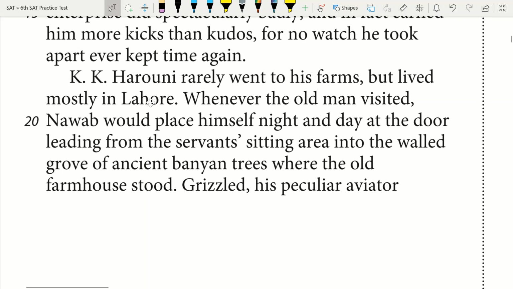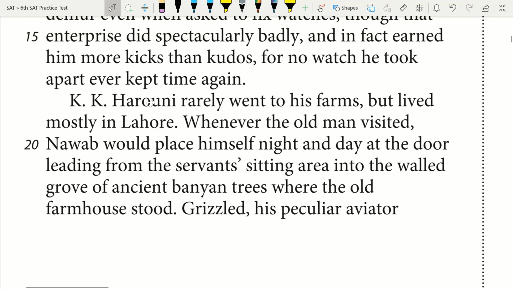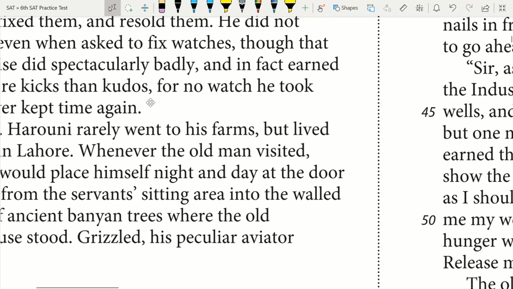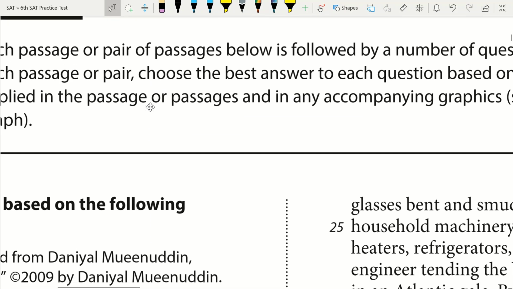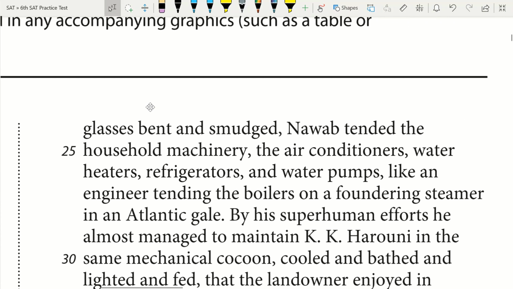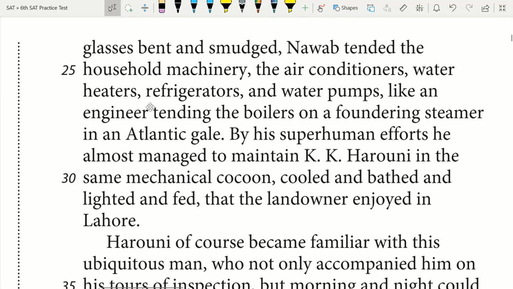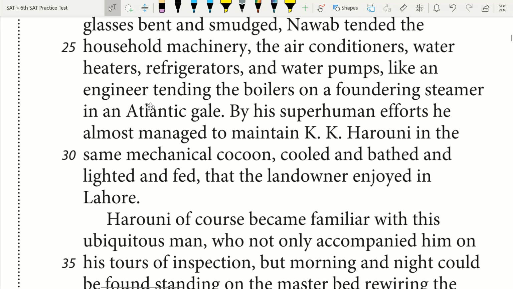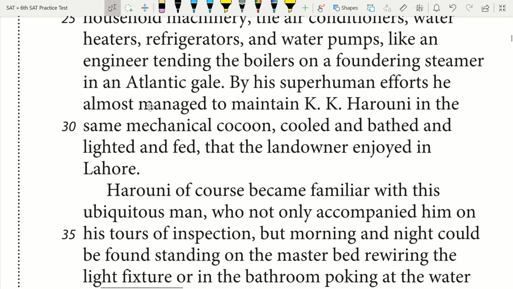K.K. Harouni rarely went to his farms, but lived mostly in Lahore. Whenever the old man visited, Nawab would place himself night and day at the door leading from the servants' sitting area into the walled grove of ancient banyan trees where the old farmhouse stood. Grizzled, bent and smudged, Nawab tended the household machinery, the air conditioners, water heaters, refrigerators, and water pumps, like an engineer tending the boilers on a foundering steamer in an Atlantic gale.